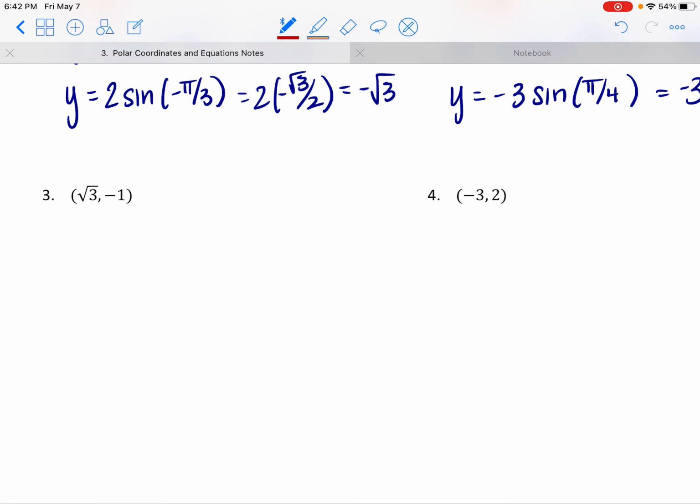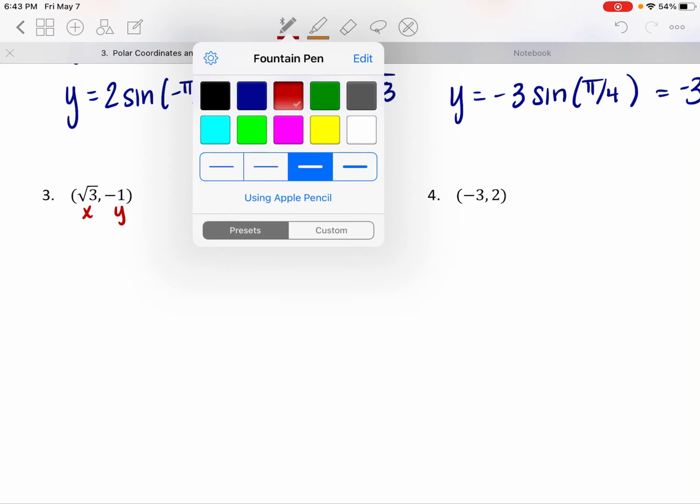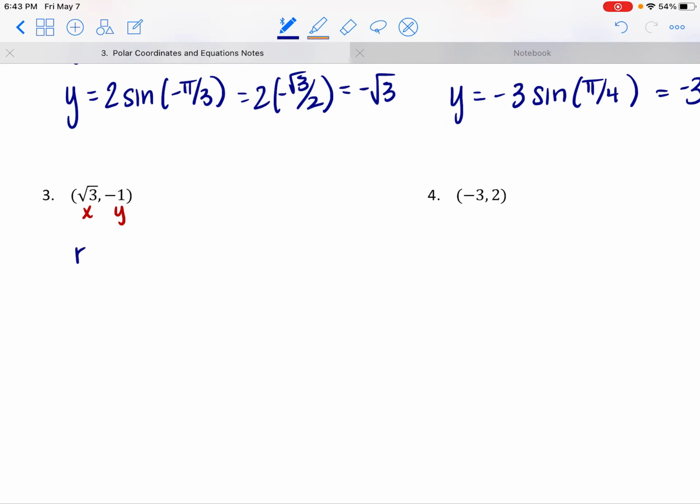So this is a rectangular coordinate. Neither one of these are angles. This is an x value and a y value. So I need to find r, and I need to find theta. Well, we know that r squared is equal to x squared plus y squared. So radical 3 squared is 3, negative 1 squared is 1. That means r squared is equal to 4, so our radius has to be 2.